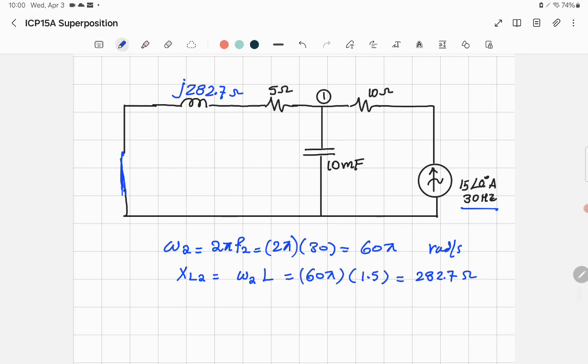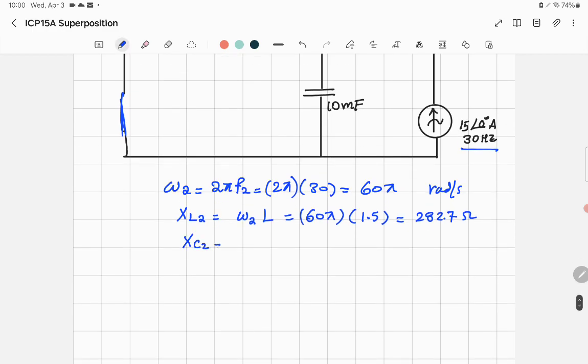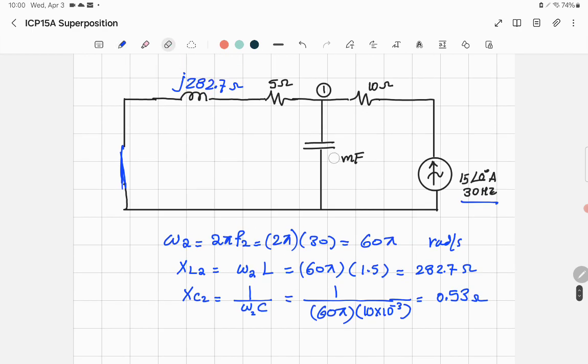Then try to find the reactance of the capacitor. XC2 is equal to 1 over omega 2 C. Omega 2 is equal to 60 pi, and C is equal to 10 millifarad. That will be the way you write it. Let's do the calculation. You get a small value, 0.53 ohm. Go ahead and change the value to an impedance value, which will be minus J 0.53 ohm. You see, once you do this, consider yourself to have solved half the problem.